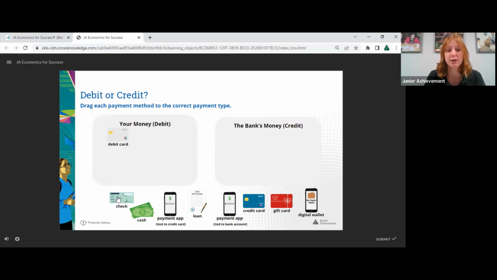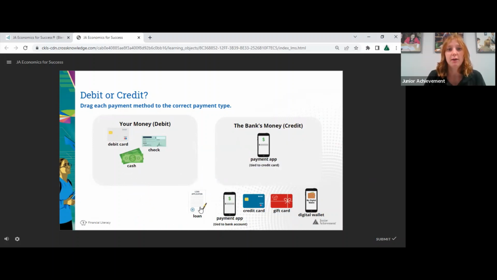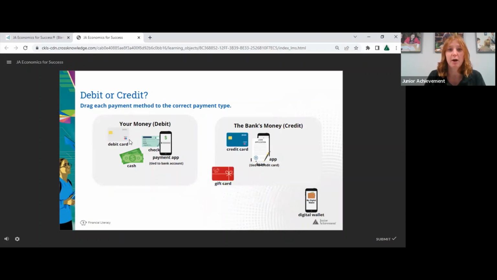Then I'd have another student come for check. Do you think it's a debit or a credit? Then if it's wrong, it would be placed back down. So it's not going to stick if it's wrong, and it will stick if it's right. So just know that you can't get wrong answers. Then you can hit submit.